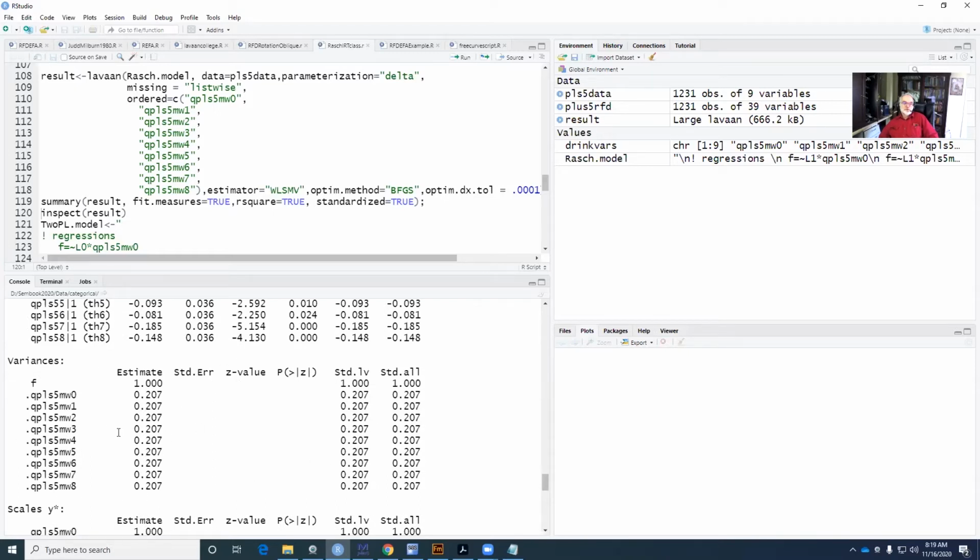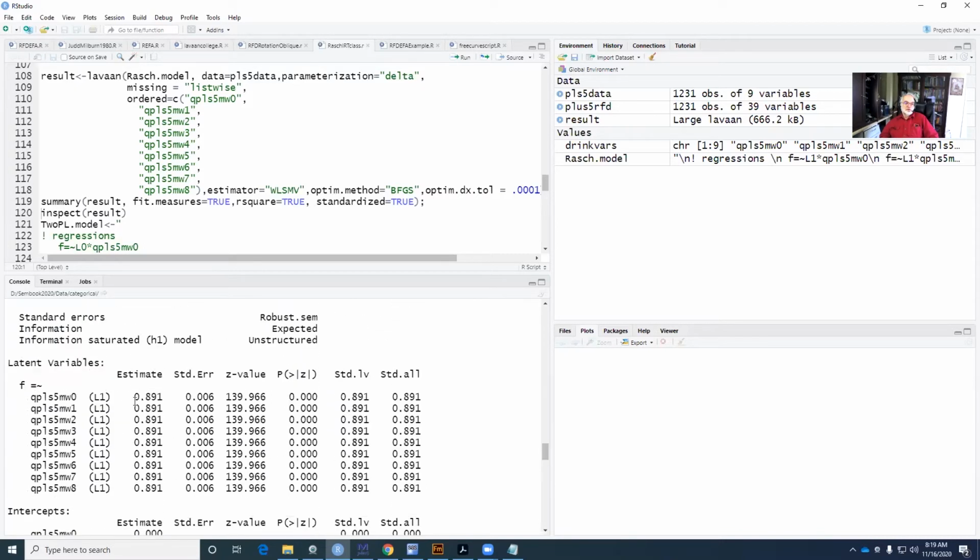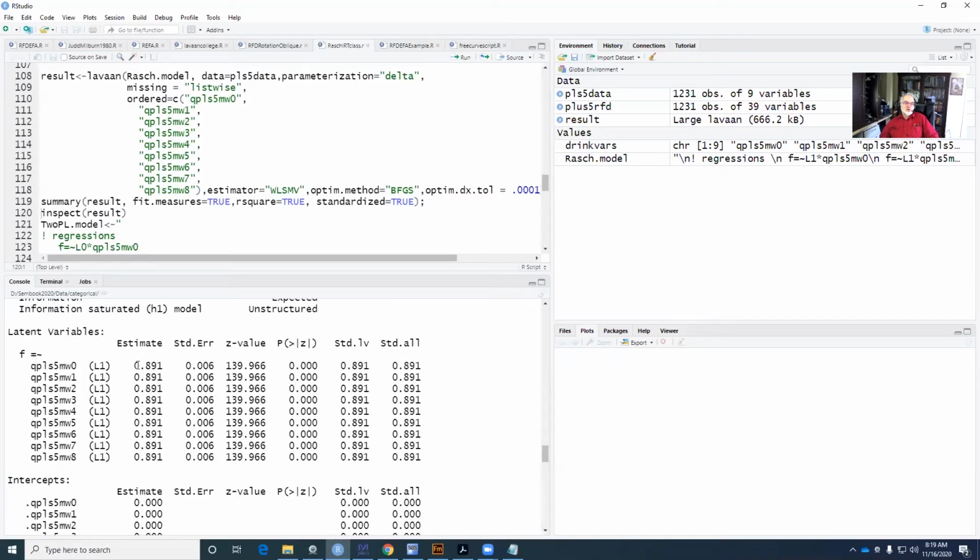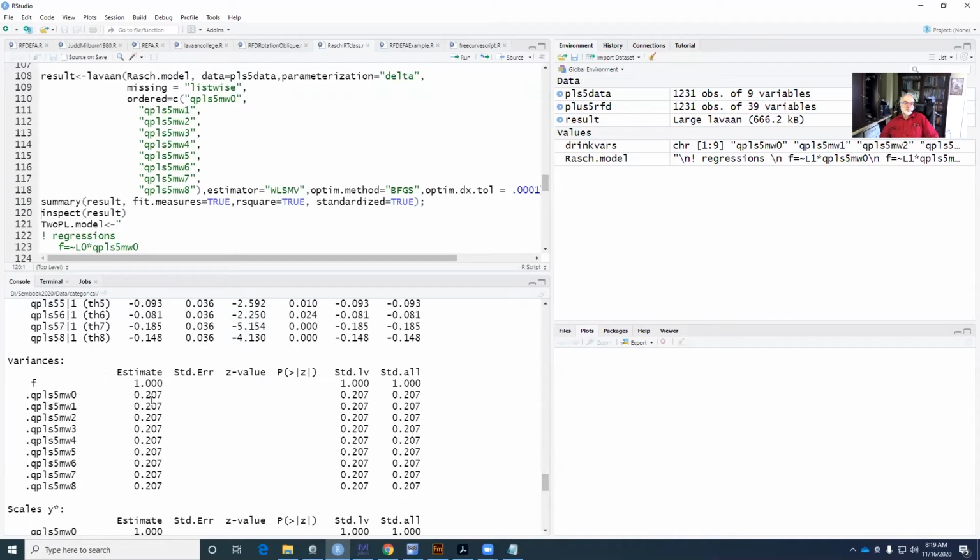Downstairs, here we have our variances. We fixed the factor variance to 1 here. And then what is this thing? Well, that's the variance of the proportion of that variable that is not explained by the latent variable involved. I'm sorry, that's the proportion that is explained. So 0.207 is equal to 1 minus 0.891 squared, and that's what you've got going on there.